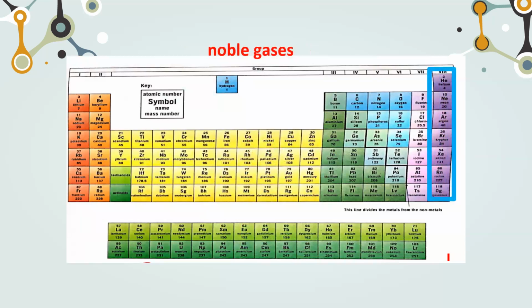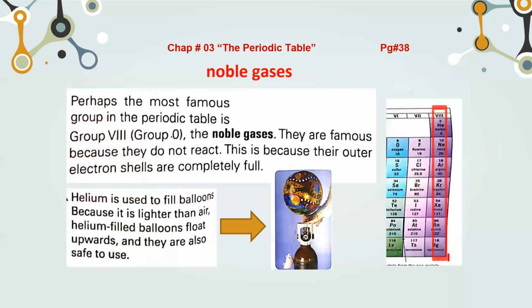Now come towards the next group of the periodic table, the so-called noble gases. Group 8 is the noble gases. Okay, the elements of group 8 are the noble gases. The elements that belong to the noble gases are helium, neon, argon, krypton, xenon, radon, and the last one, that word does not come to my mind. Okay, so these are the elements that belong to group 8. Now come towards the noble gases and their properties.